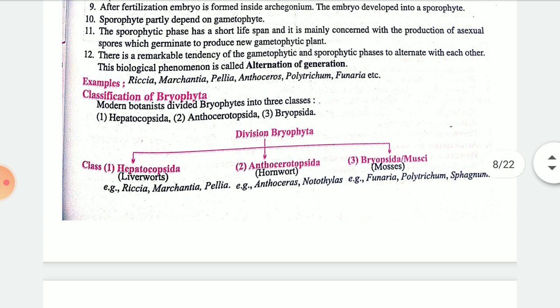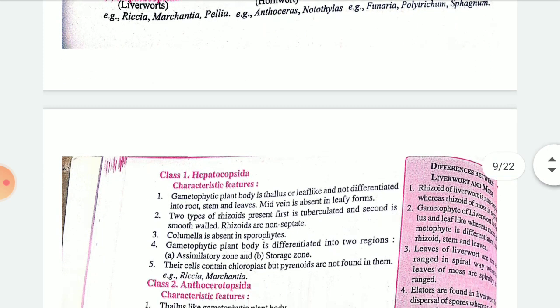It is divided into three classes: Hepaticopsida, Anthocerotopsida, and Bryopsida. Three are there. Let us see.